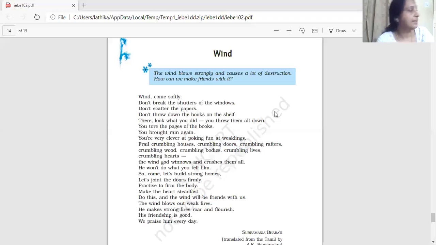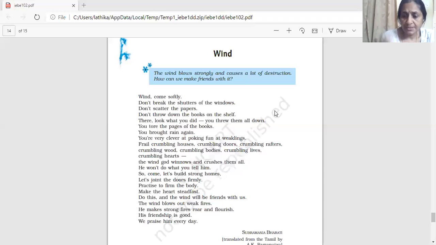So in the first few stanzas, he's telling you how destructive the wind can be and the different damages it causes when it comes in that powerful form. The poem is in the form of a request to the wind. It is talking directly to the wind. He is requesting the wind, don't come and break the shutters, don't do all these destructive things to their homes.